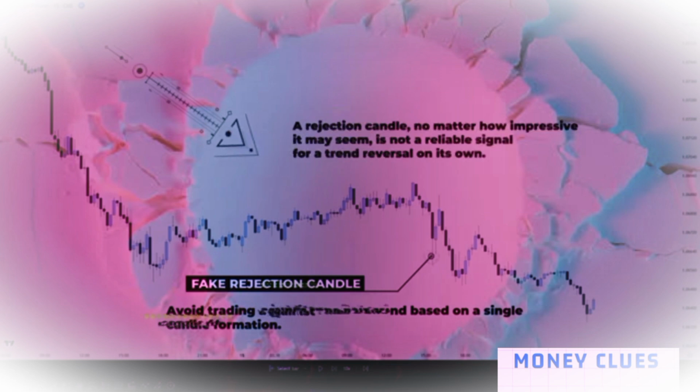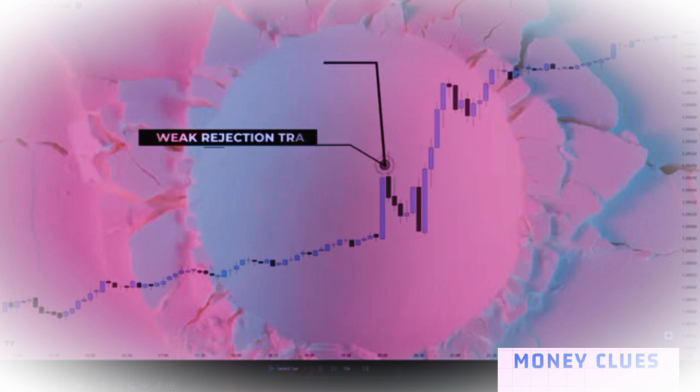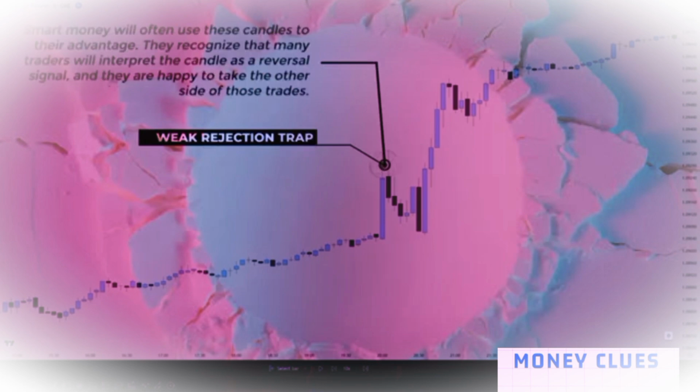A rejection candle, no matter how significant it may appear, is not a dependable indicator of a trend reversal on its own. Smart money understands this and often uses these candles to their advantage. After the rejection candle forms, smart money will start buying, absorbing the selling pressure from retail traders. They know that many traders will see the candle as a reversal signal, and they are eager to take the opposite side of those trades.